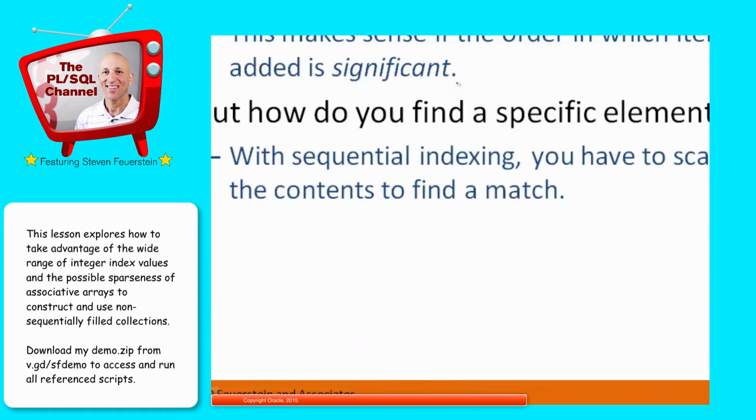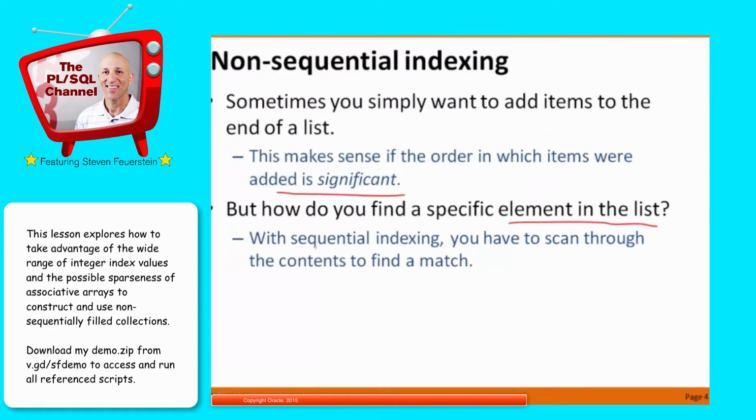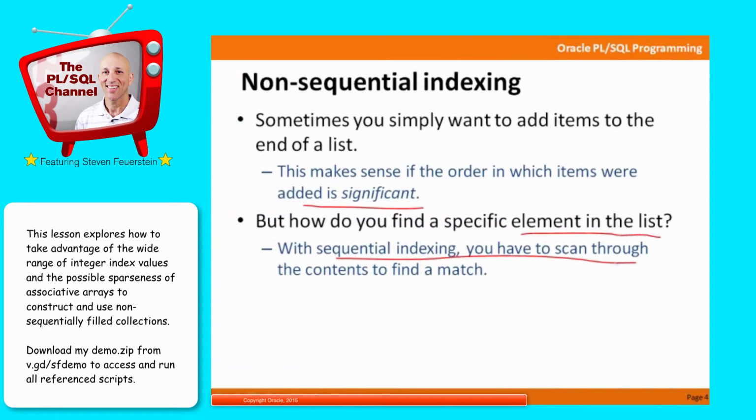And particularly sometimes, even if the order is significant, sometimes I need to find a specific element in the list, not by the index value, not by the order in which it was added, but perhaps by a string or a date. I'm going to look up all my employees in my list. I want to find the employee with a certain last name. Well, with sequential indexing, I have to scan through the elements to find a match.